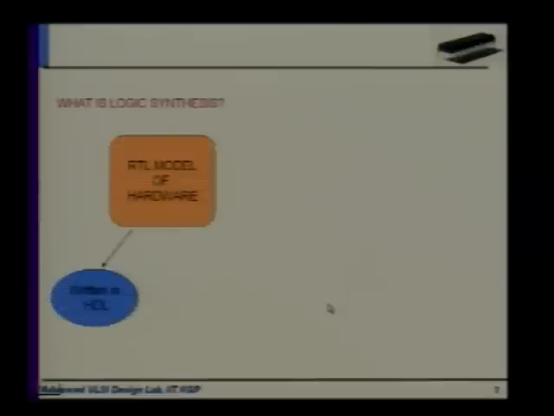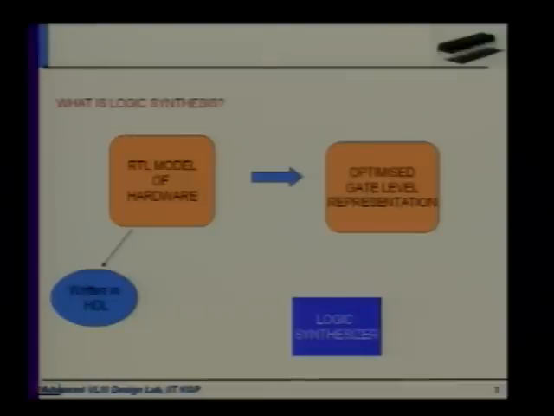Now what is logic synthesis? In logic synthesis, we have from the architectural level the RTL model of the hardware. Hope you know what an RTL is. RTL is a synthesizable Verilog code. Okay. Now it is written in HDL and the output is optimized gate level representation. Now this is actually done by a logic synthesizer. The input of the logic synthesizer is the code and the output is the optimized netlist. Now what is a netlist?